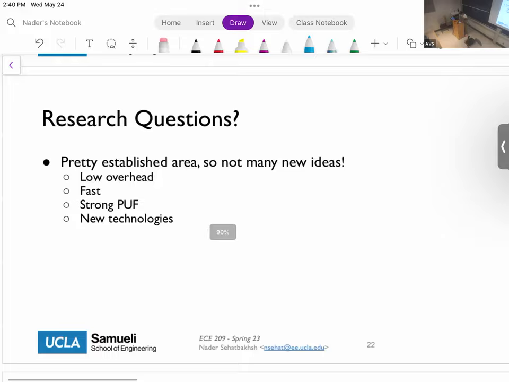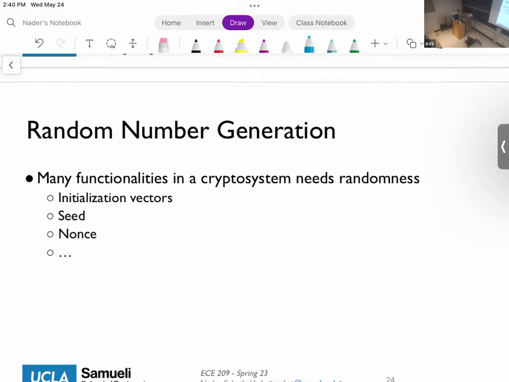A similar concept to PUF is RNGs, or random number generators. The reason that we need random number generators is that for many cryptography tasks that we discuss in this class, we need a random number. We need an initialization seed, we need a nonce, we need an initialization vector, and all of them start with some random number. We can either ask for this random number externally, like a server generates this random number and sends it to us, or we can generate this on the fly on the hardware.